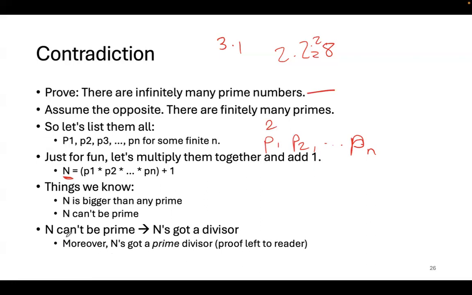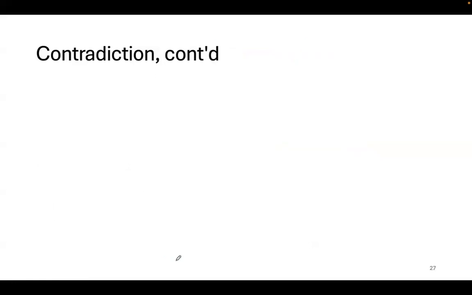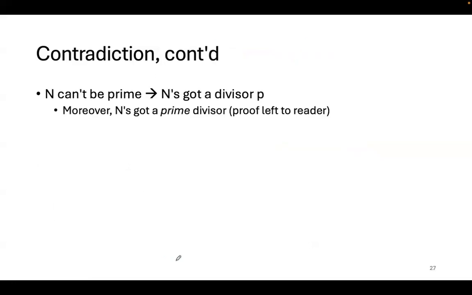Okay, so we're going to look at the implications of the second one, where we say that n cannot be prime. If n's not prime, then it's got a divisor, right? Because a prime number is only divisible by itself and 1. And moreover, n has got to have a prime divisor, because that's how numbers work. So it has to have a prime divisor.